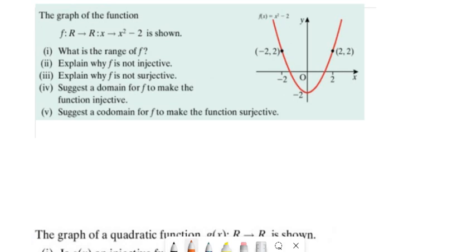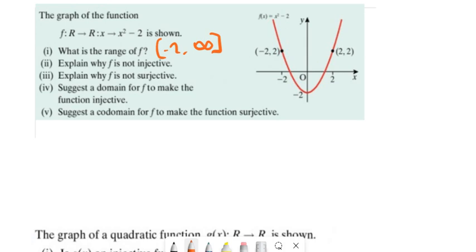So what's the range of f? The range of f here would be the output, so that's going to be everything on the y-axis. You see that it starts here at -2, and there's nothing down below -2 where the graph is. So it's everything up there, just from -2 up. So -2 to infinity.